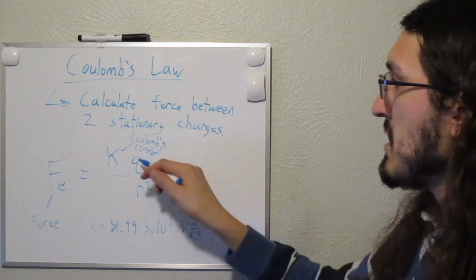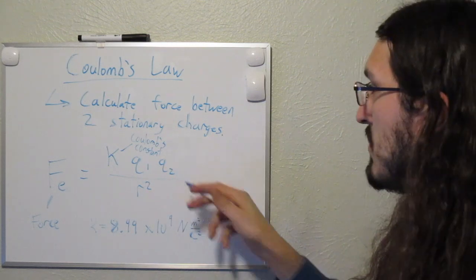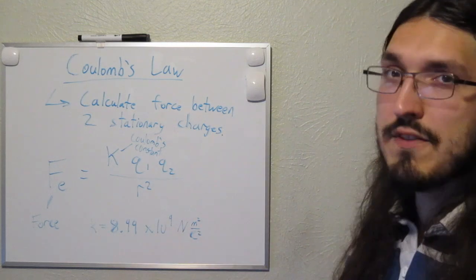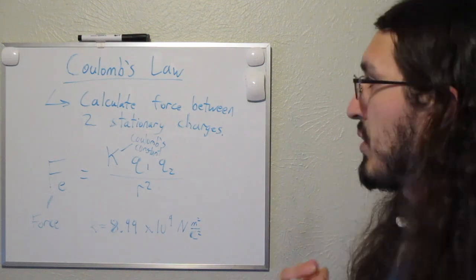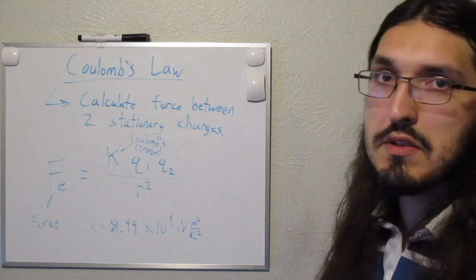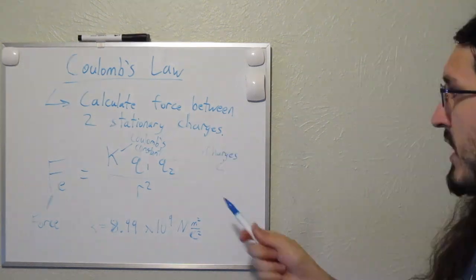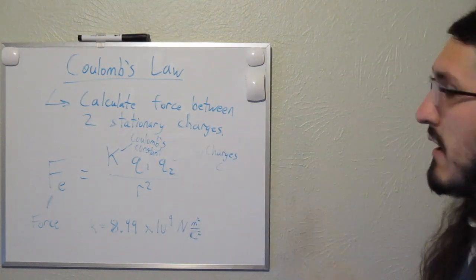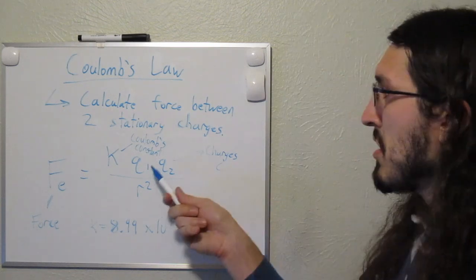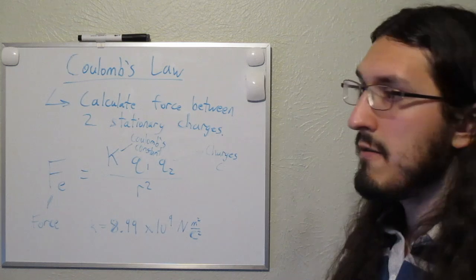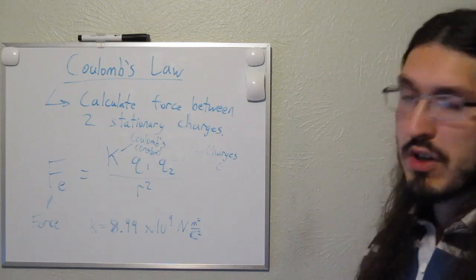The next two variables here, we have a Q1 and a Q2. These two Q's are the respective charges of the two charges that are interacting with each other, producing this force that either repels or attracts those two charges. Both of these are charges, and they have units of coulombs, which we use a capital C to notate. These charges can be negative or positive, depending on the situation and what charges are interacting.